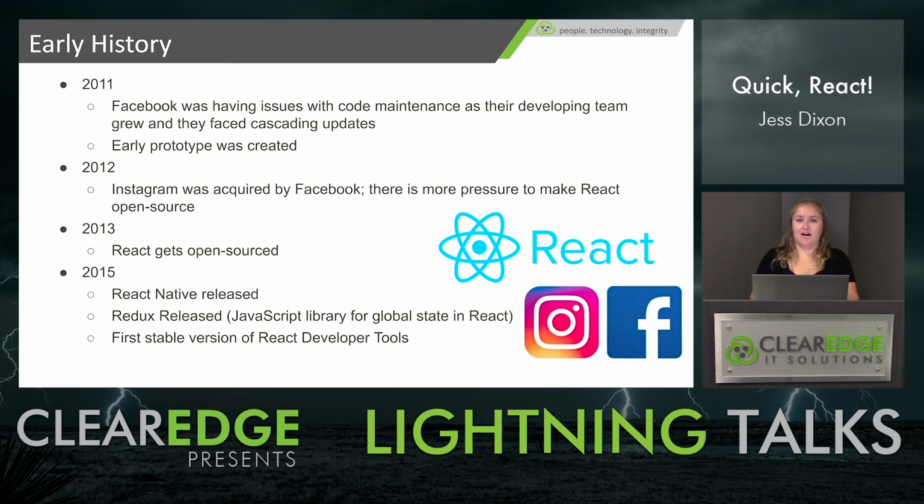Then a couple of years later, in 2015, it was becoming more stable and more heavily used. Redux was released, which is a JavaScript library for managing global state within React. React Native was released, and you started to see the first stable version of React developer tools in Chrome.